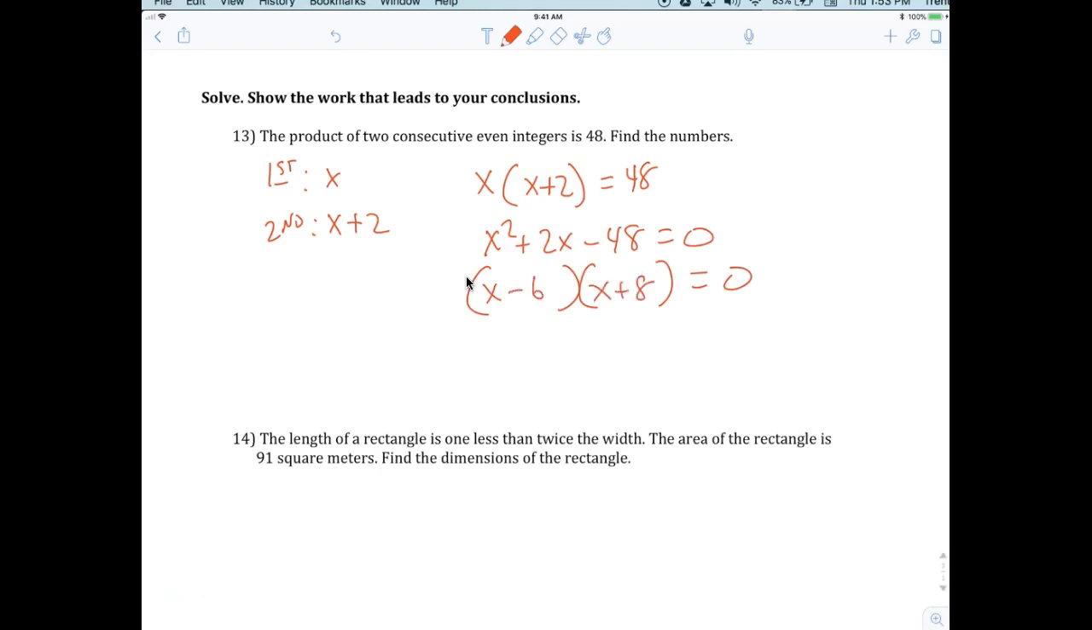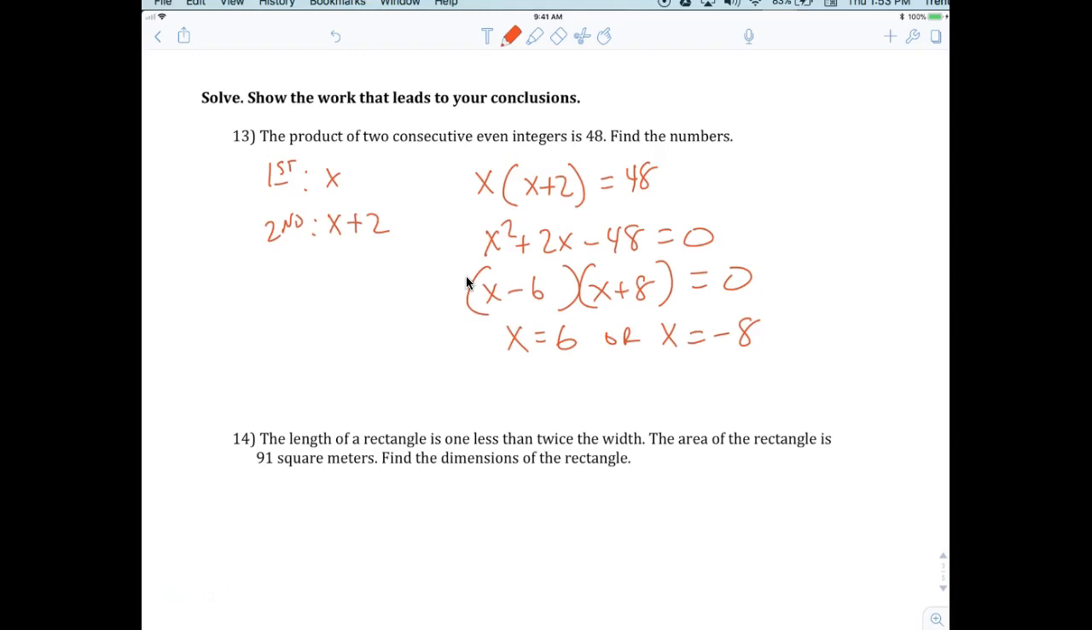Beautiful. Right? And so now my answer is x equals 4 or x equals negative 8. Now again, those are not the answers.